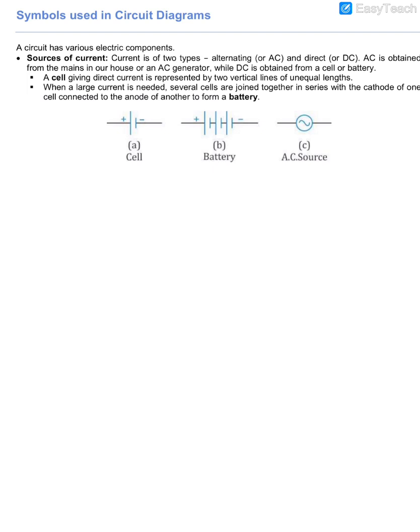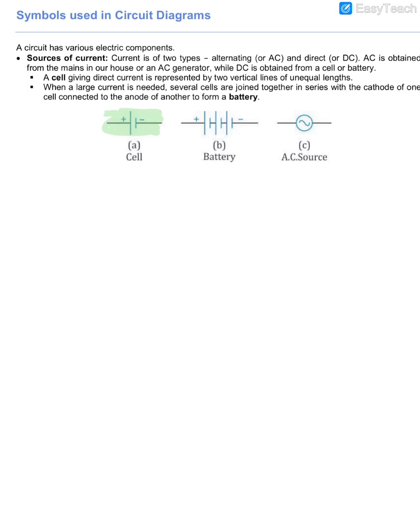Okay, so here we are using what we have shown. We can see in the first figure we have shown a cell. Now guys, this is very important. If you notice here, we have got one stroke which is positive and the other stroke is negative. Correct? The bigger stroke is the positive terminal, the smaller stroke is the negative terminal.